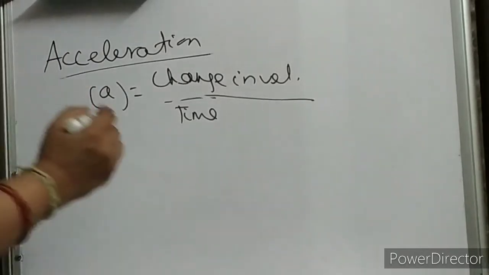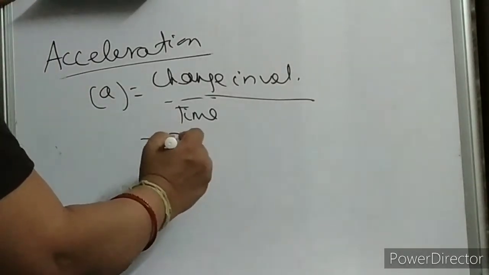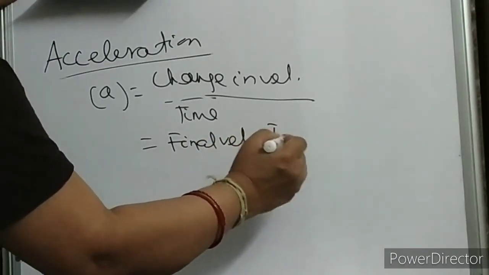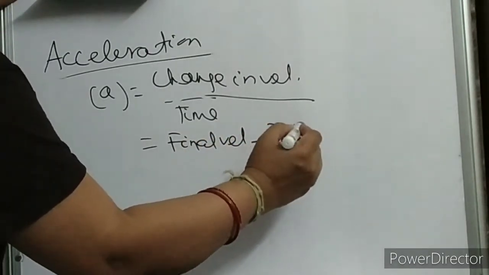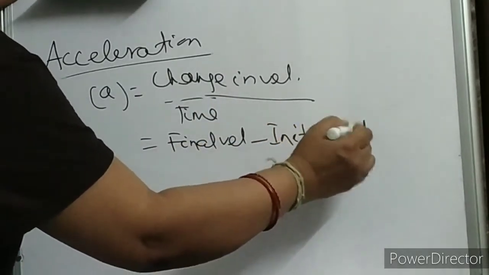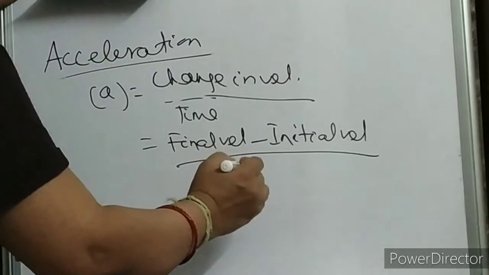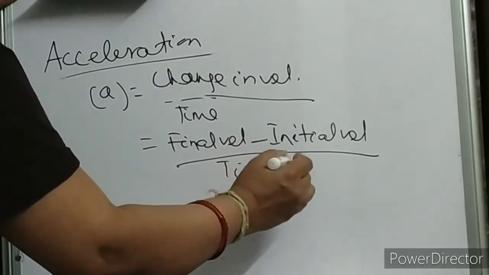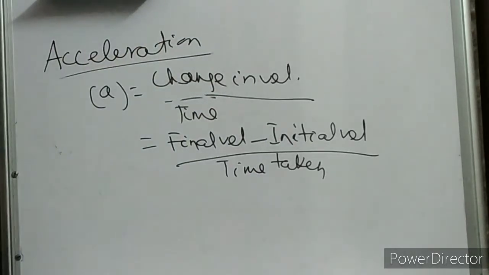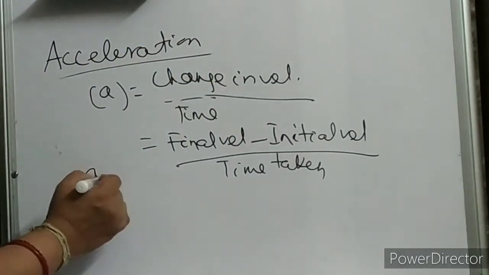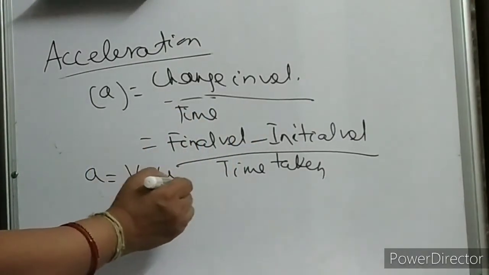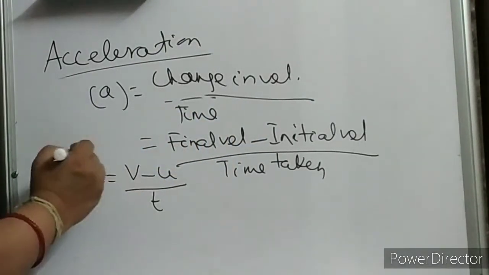Or you can write change in velocity as final velocity subtracted by initial velocity. Final velocity minus initial velocity divided by time taken, that is, how much time has been taken for the change in this particular velocity. That means A is equal to, if final velocity is V and initial velocity is U, (V minus U) divided by time taken. Clear, children?